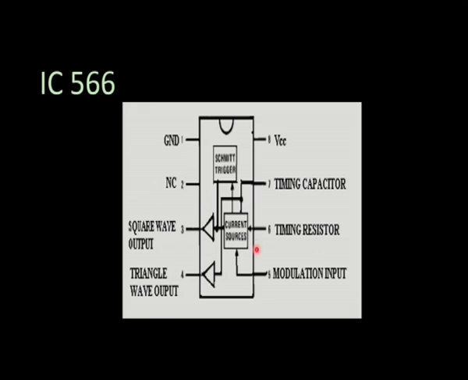This slide shows you the IC 566, the internal circuit and which pin corresponds to which output. Pin number 1 is a ground connection, pin number 2 is no connection, pin number 3 will give you the square wave output, which is the output of the current source. Pin number 4 will give you the triangular wave output.